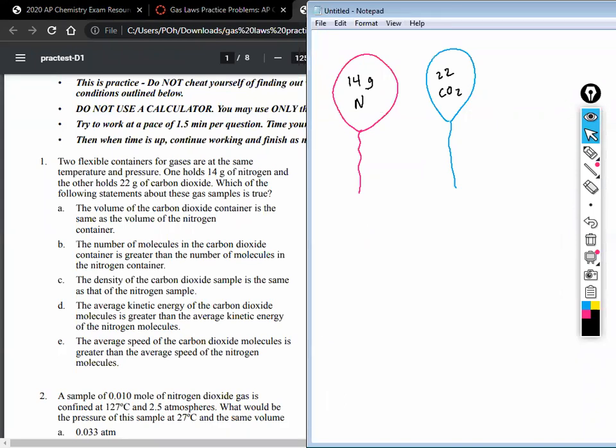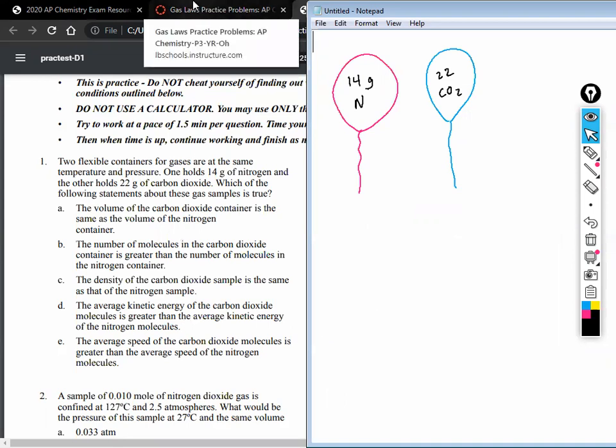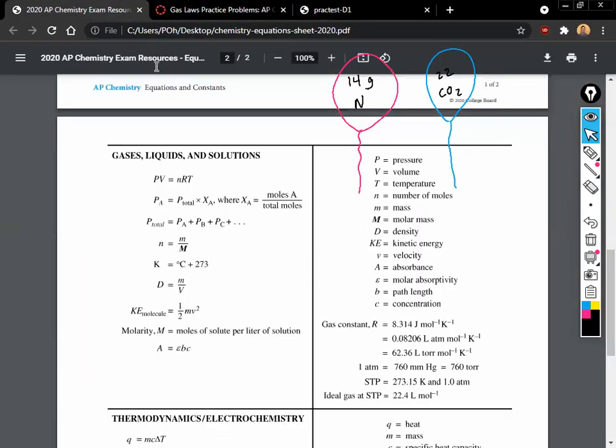Okay, so let's take a look at the options and we need to figure out which one is true, okay? So let's just start with the first one. The first one says the volume of the CO2 container is the same as the volume of the nitrogen container, okay? So we're going to look at the equation sheet real quick and see what information it has about volume, okay?